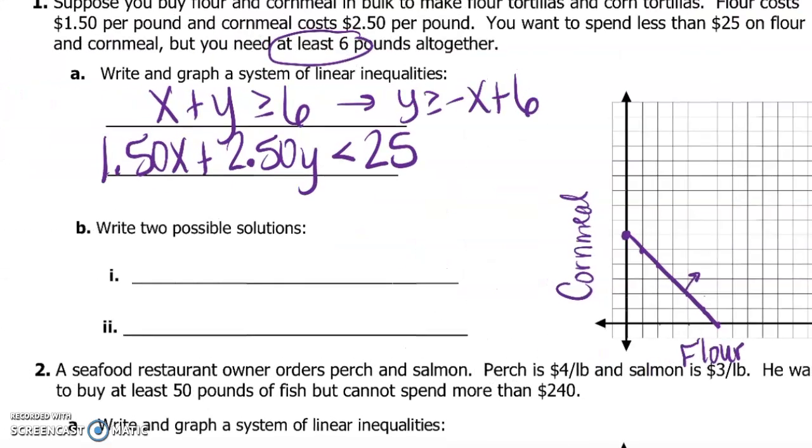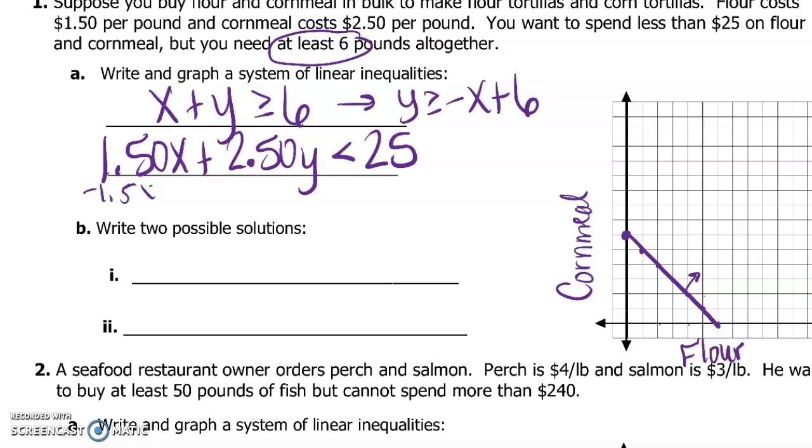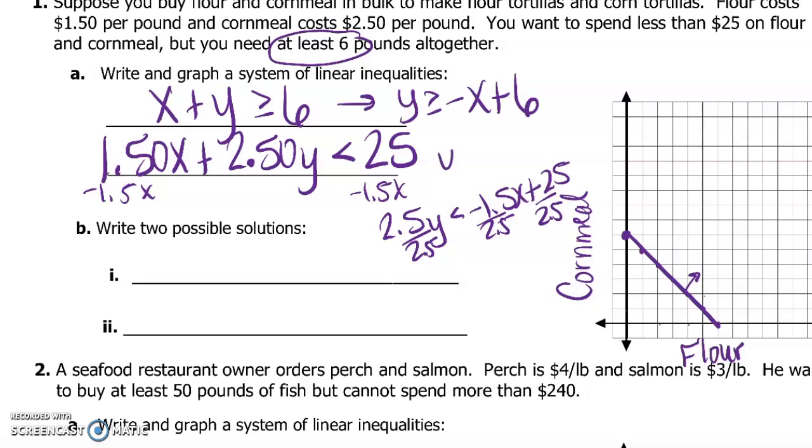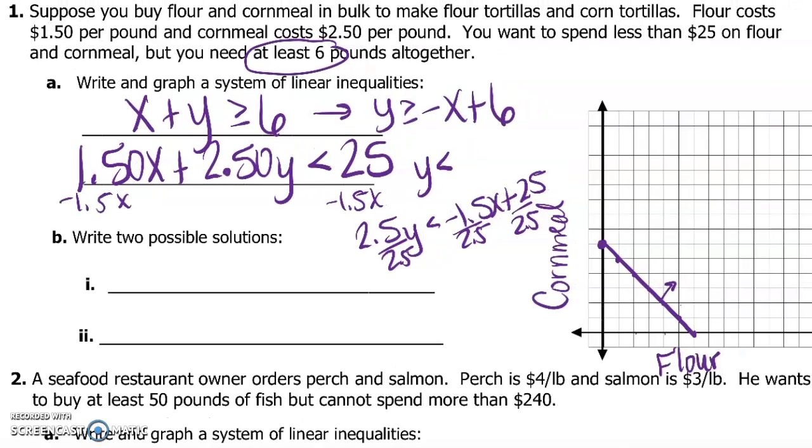For the bottom one, if I solve for y, the first thing I need to do, I'm going to do 1.5x to save myself some room. So I have 2.5y is less than negative 1.5x plus 25. Divide by 2.5 and write it up above. Y is less than, when you do negative 1.5 divided by 2.5, you get negative 0.6. Change that to a fraction, negative 3/5 x, and then plus 10.